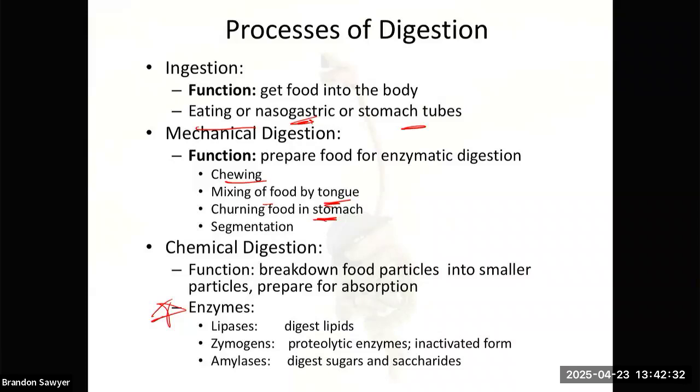So we got ingestion, mechanical digestion, and chemical digestion here. And we got a couple other processes on the next slide, but it's just in order, breaking down lipids, breaking down proteins, breaking down carbohydrates. That's all it is there on the bottom.